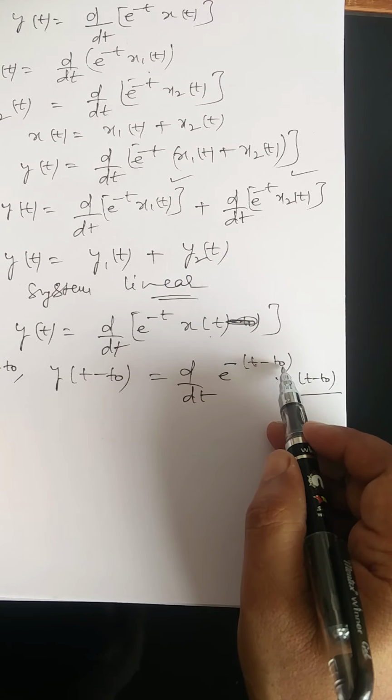Next, the last one, stability. When the input is bounded, as t tends to infinity, e to the power of minus infinity becomes 0. That's why it gives an unbounded output, and the system is said to be unstable.